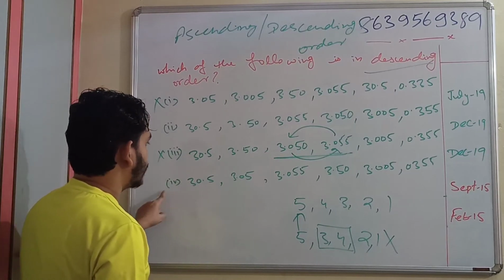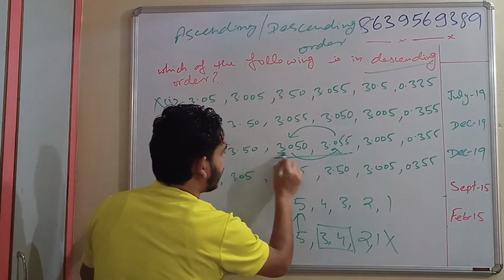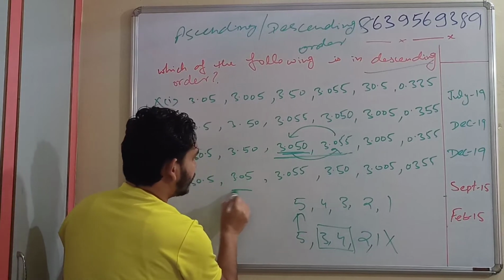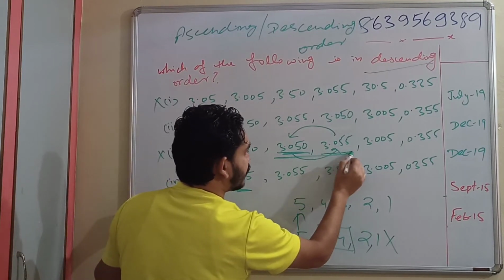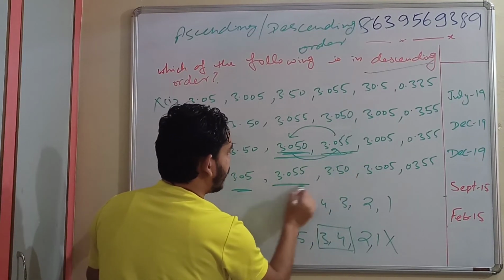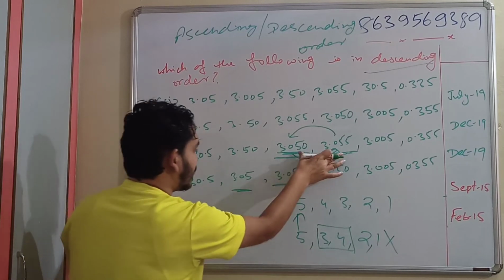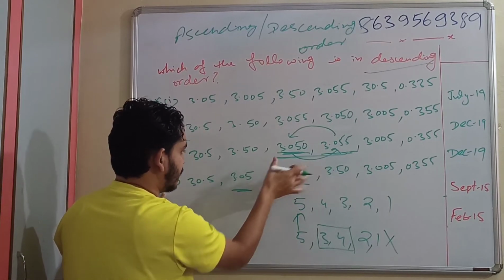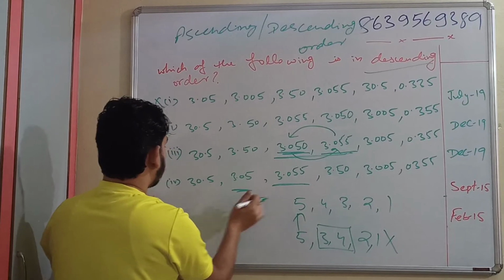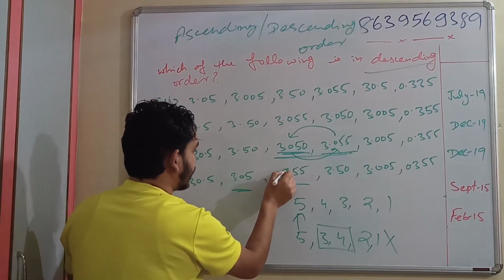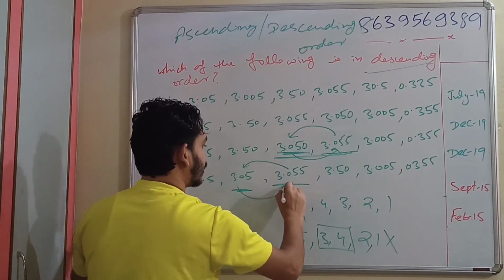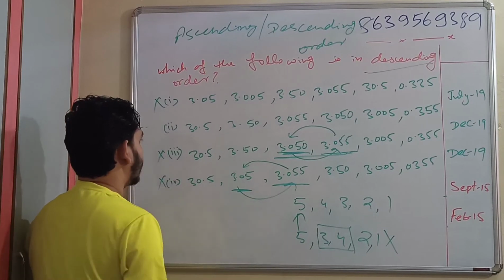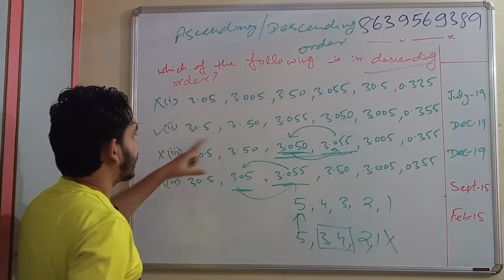And if you look at the fourth option, this is 3.05, 3.05, 3.055, 3.055. These two numbers have repeated in different places. So again, this is not the correct order. This has to come here and this has to come here. So this cannot be the correct option. This is the correct one. Now let's check.